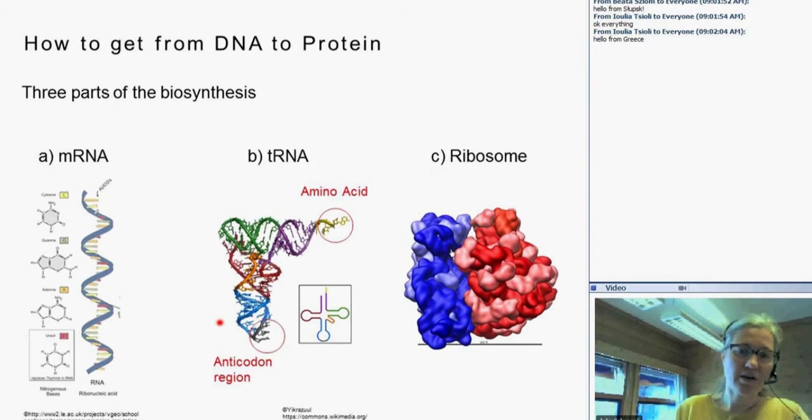Then you have the second part, which is the tRNA or the transfer RNA. This is kind of a neat thing.